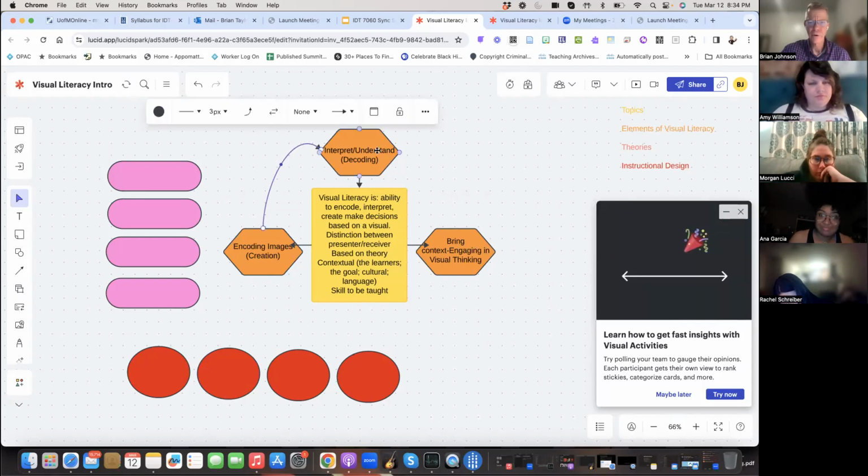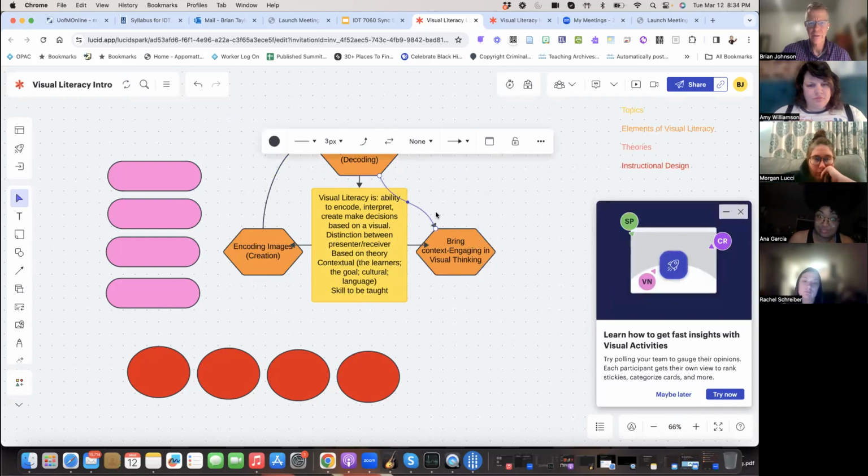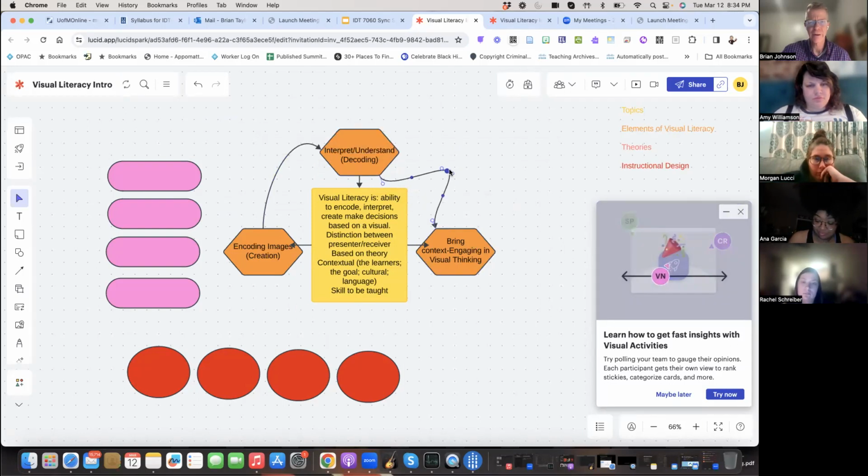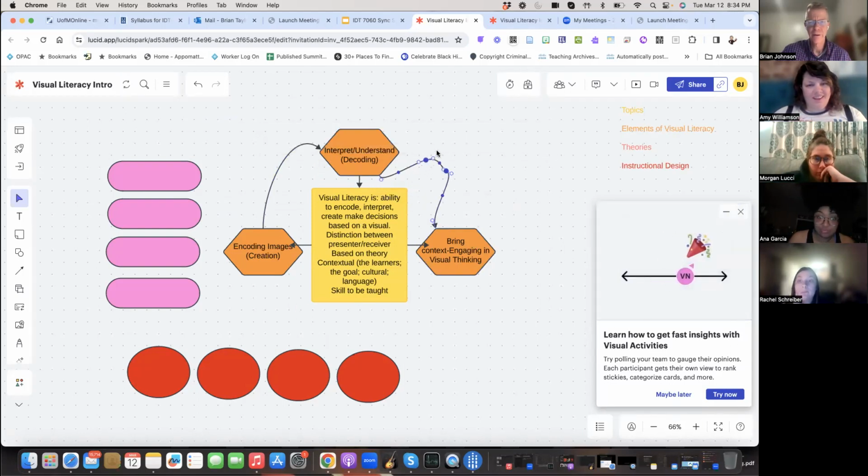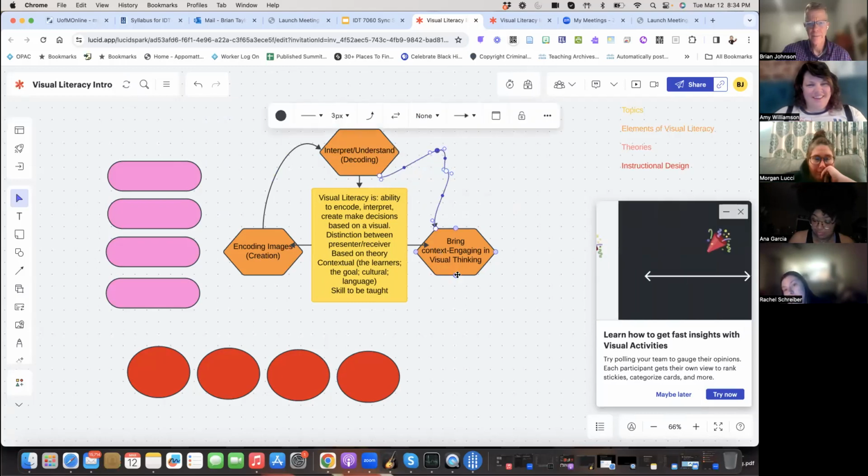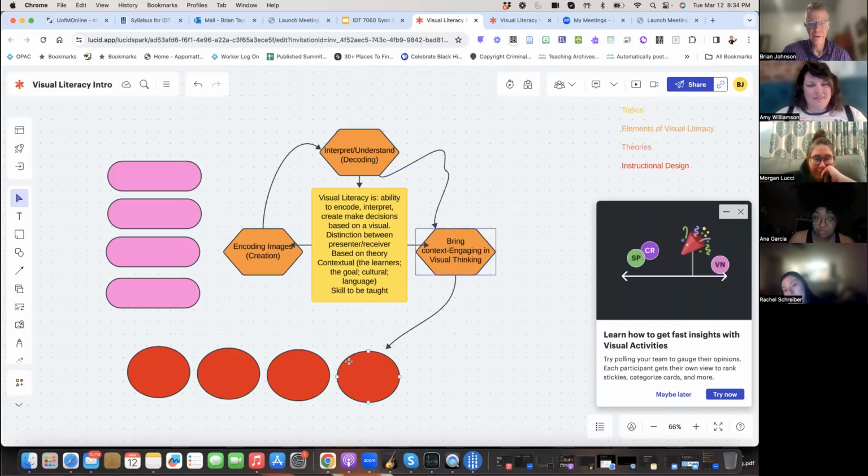So I'm going to draw these around, connecting. Let's see if I can move this around outside here. Let's do our big loop.